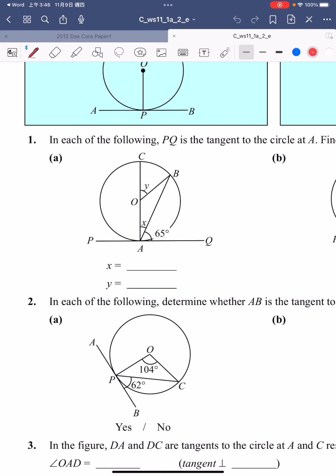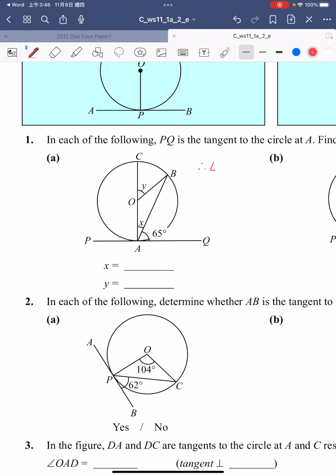In this circle, we have angle x, angle y, and we have a tangent PAQ. As the tangent PQ is perpendicular to the radius OA, the angle OAQ is equal to 90 degrees by using the tangent perpendicular to the radius. So x is equal to 90 minus 65 degrees, giving you 25 degrees.